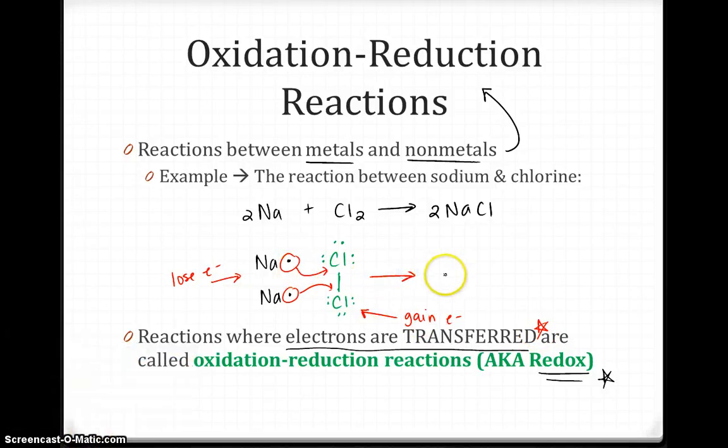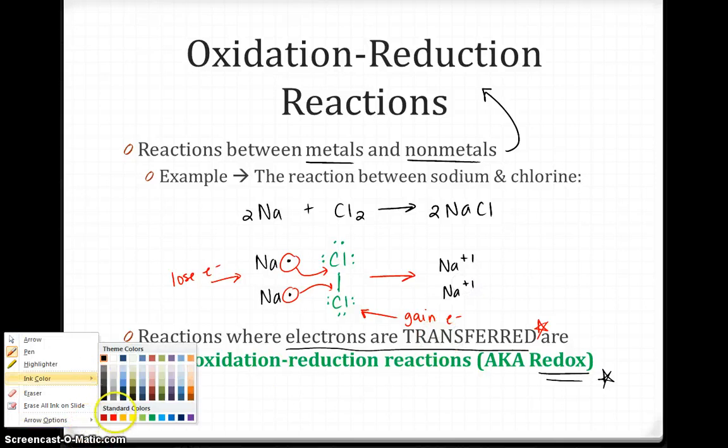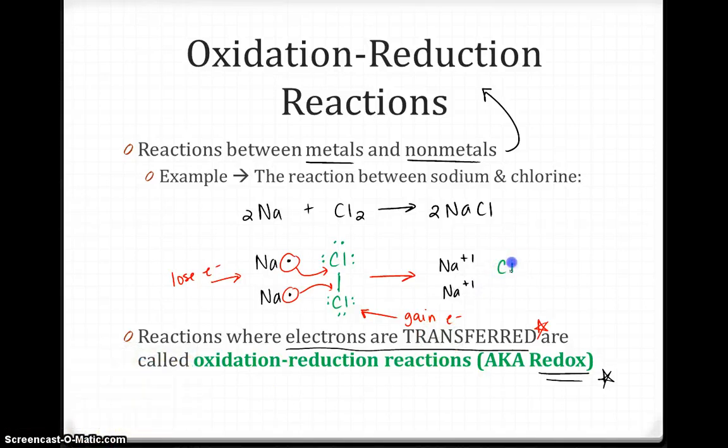So that means our sodium is going to go from a neutral atom to a +1 ion because it lost an electron. And our chlorines are going to go from stuck to each other to -1 ions. And that positive and negative are going to attract, and that's what makes our sodium chloride. And so we know this is redox because the metal lost and the nonmetal gained. So that shows us that electrons are being transferred. So anytime you have electrons being transferred, it means it's redox, which is going to be every time you have a metal and a nonmetal reacting.